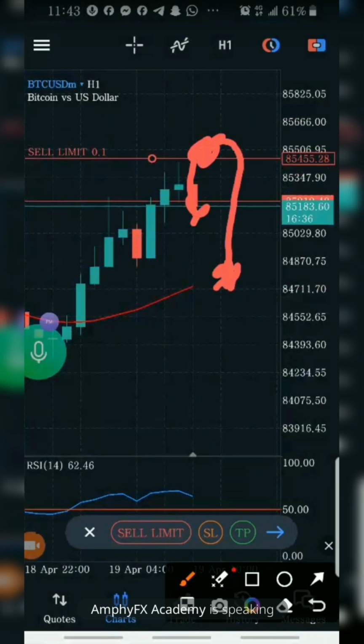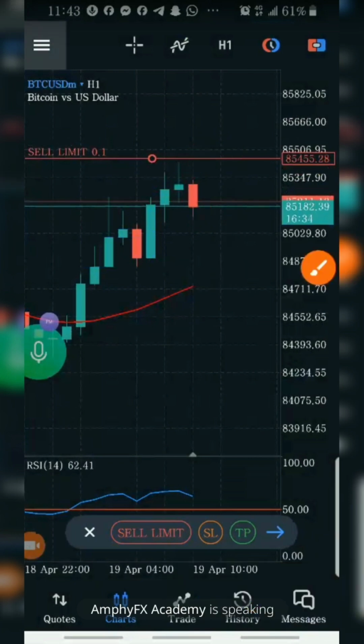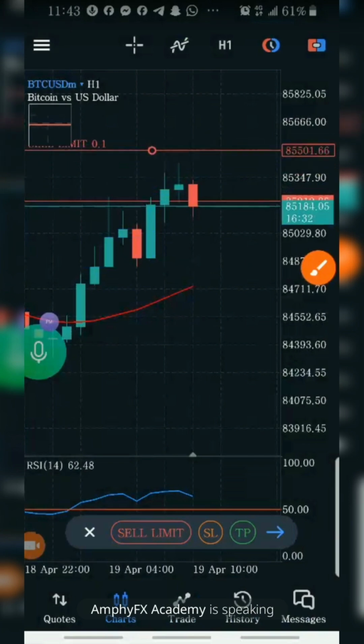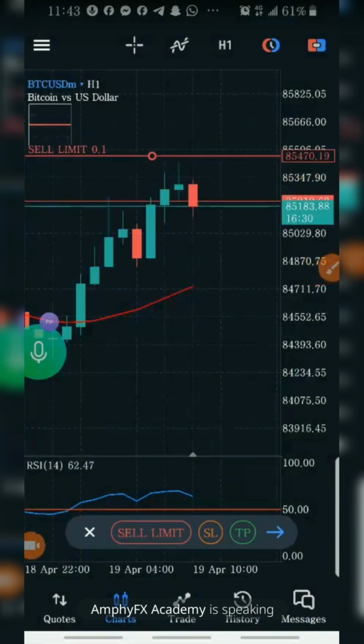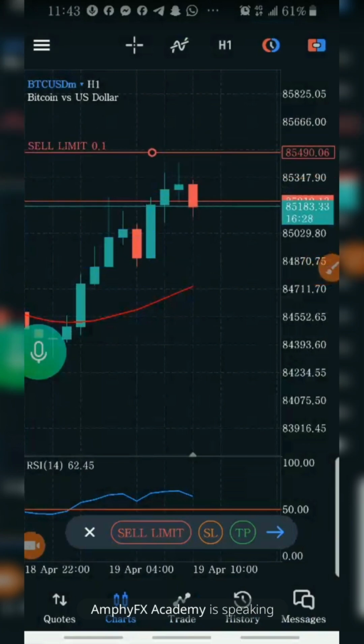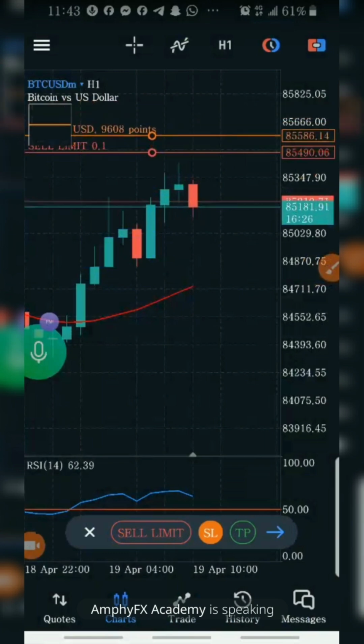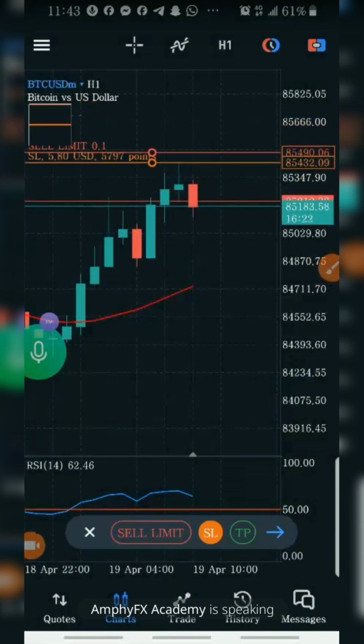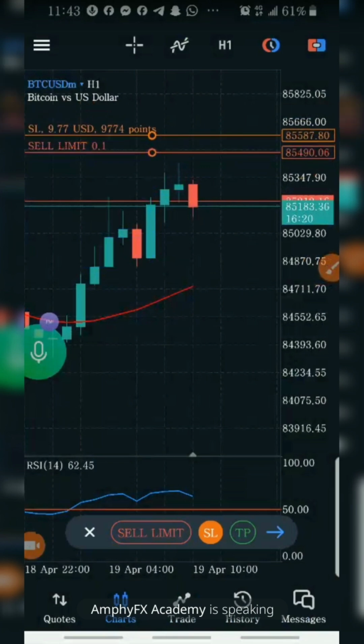So let me set it now. Now I've dragged it to my position. Let's say I want to place my sell limit here. I then click on my SL, drag it. Since sell limit is above, my SL has to be above. If I am selling, my stop loss will be above.